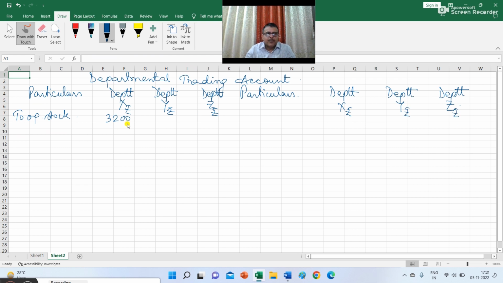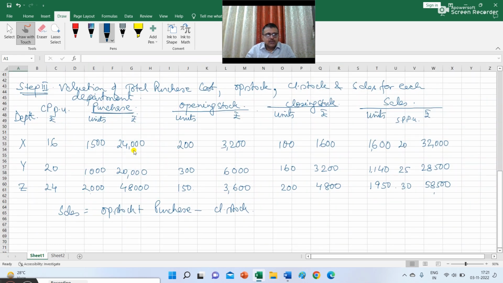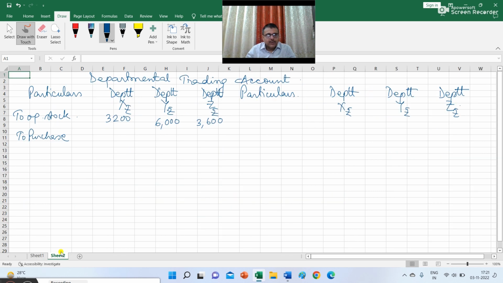3,200 is the value of opening stock for department X. Then 6,000 is the value of opening stock of department Y, and 3,600 is the value of opening stock of department Z. Then what is the purchase cost? The purchase cost is 24,000, 20,000 and 48,000 for departments X, Y and Z respectively. So I can write here 24,000, 20,000 and 48,000.